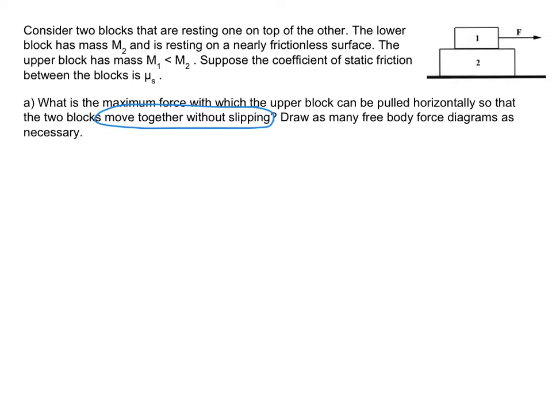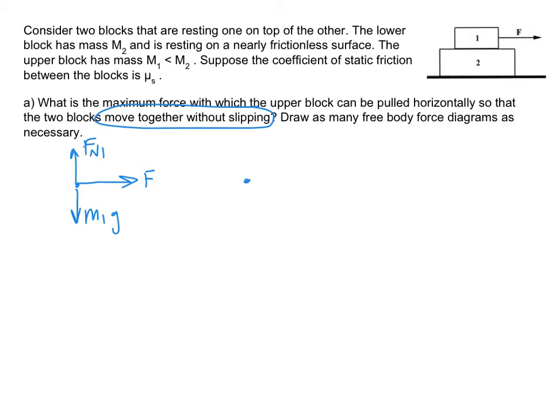So let's start with the top block. The top block is being pulled forward by a force F in the picture. It would have its downward weight of m1g. And then there would be a normal force, we'll just call that F sub n1. Now there is actually another force on this, but I'm going to wait to talk about that in just a minute here. Let's go to the other picture.